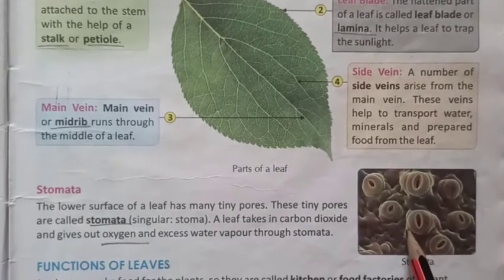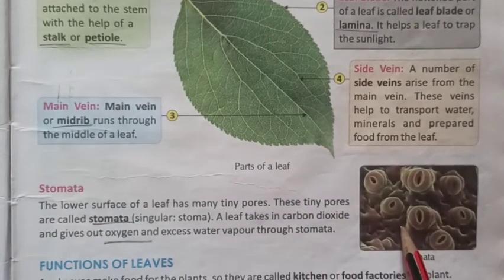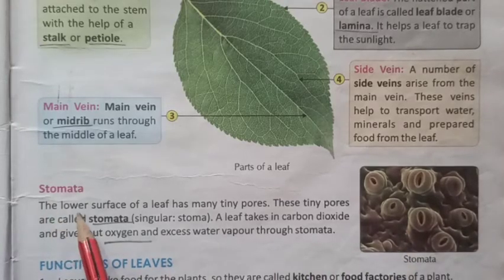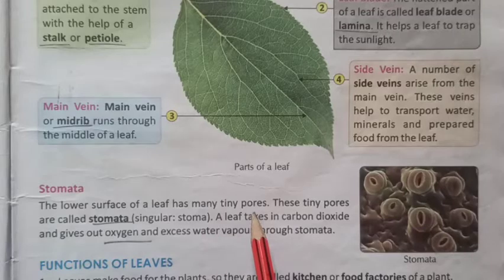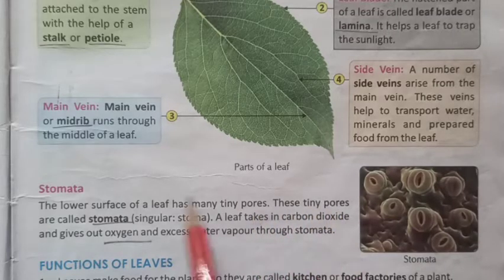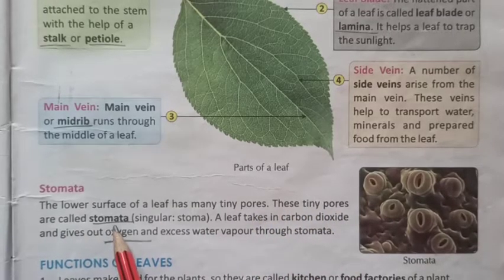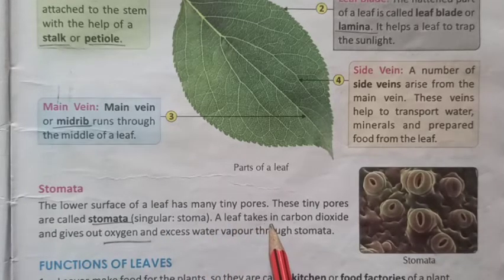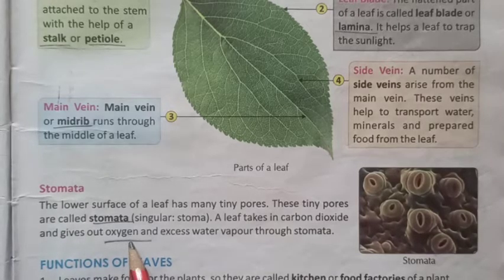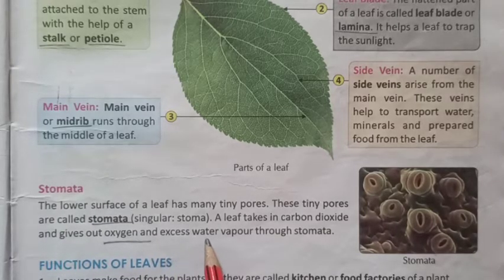Here you can see the picture of stomata. What is this stomata? The lower surface of a leaf has many tiny pores. These tiny pores are called stomata. Singular is stoma. A leaf takes in carbon dioxide and gives out oxygen and excess water vapor through stomata.